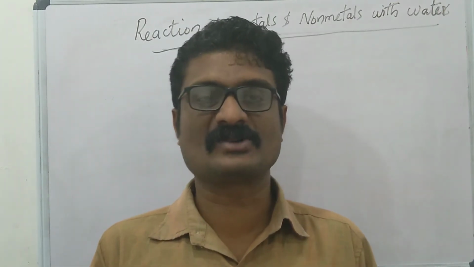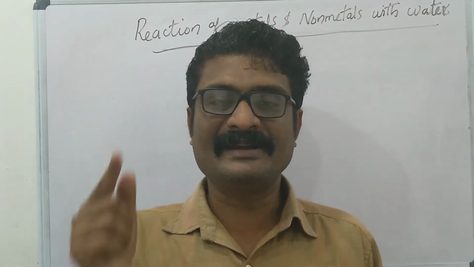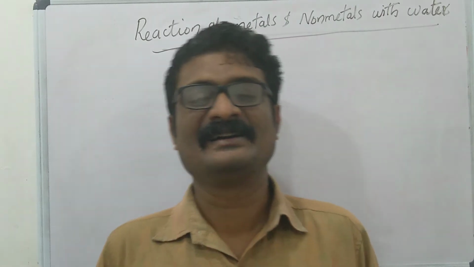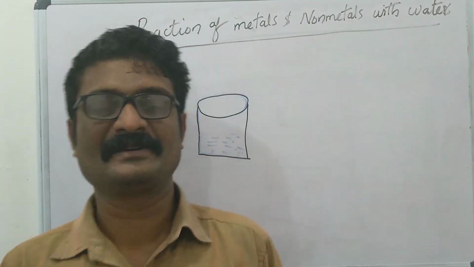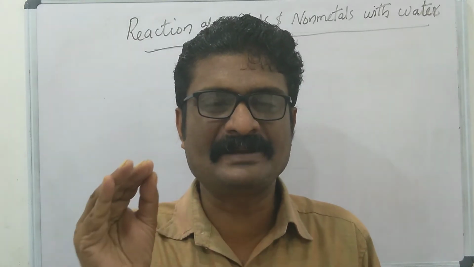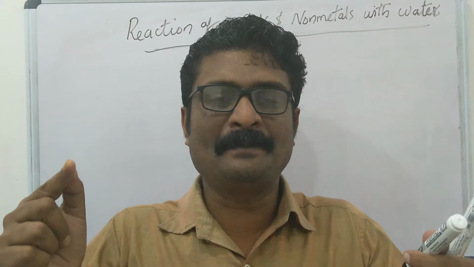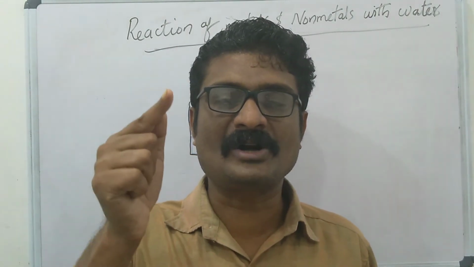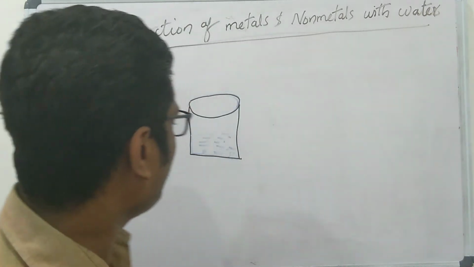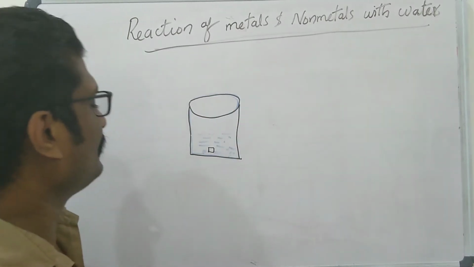We already learned sodium is a soft metal, so we can cut it. Cut a very small piece of sodium metal. Dry it using a filter paper and wrap it in a small piece of cotton. Then put the sodium piece wrapped in cotton into the beaker of water.